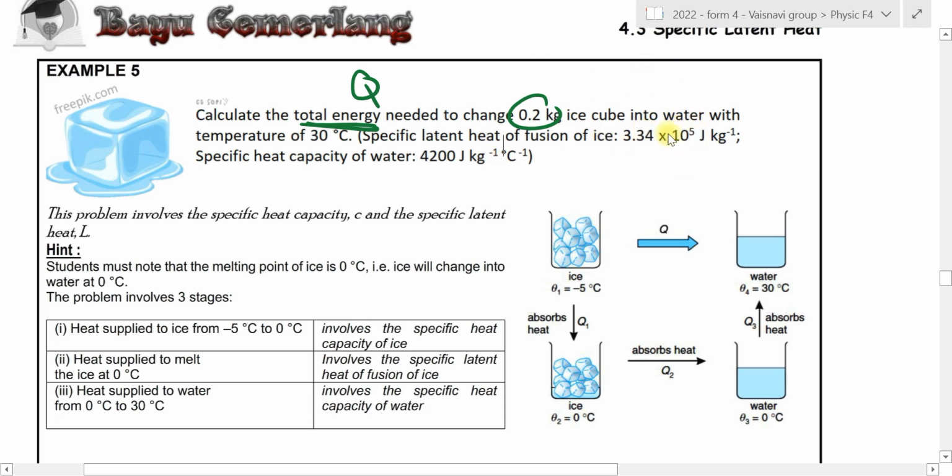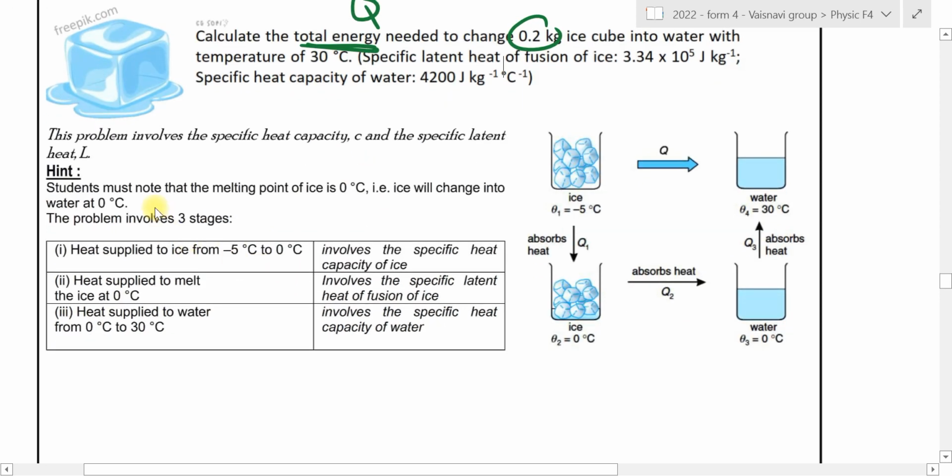Tetapi water will stay water first until reach 30 degrees Celsius. The one we use heat capacity. So student must note that the melting of the ice is at 0 degrees Celsius. Ice will change into water at 0 degrees Celsius. The problem involves 3 stages.